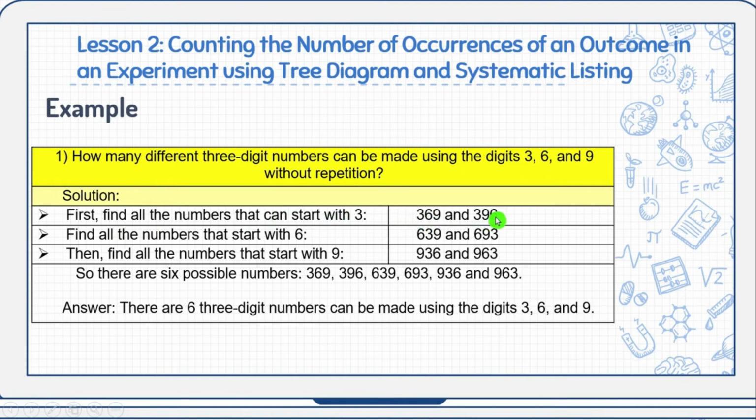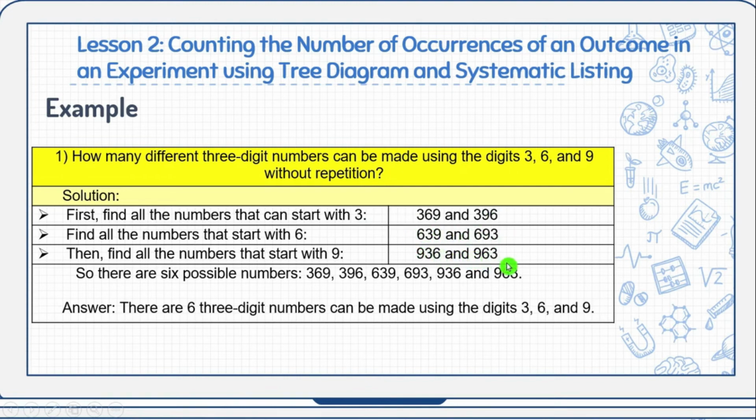Then second, find all the numbers that start with 6. Pwedeng 639, 693. Then find all the numbers that start with 9. So, pwedeng 936, 963. Okay, so there are 6 possible numbers. Okay, base sa nakuha natin dito, meron siyang 6 na possible numbers. So, we have 369, 396, 639, 693, 936, at saka 963.